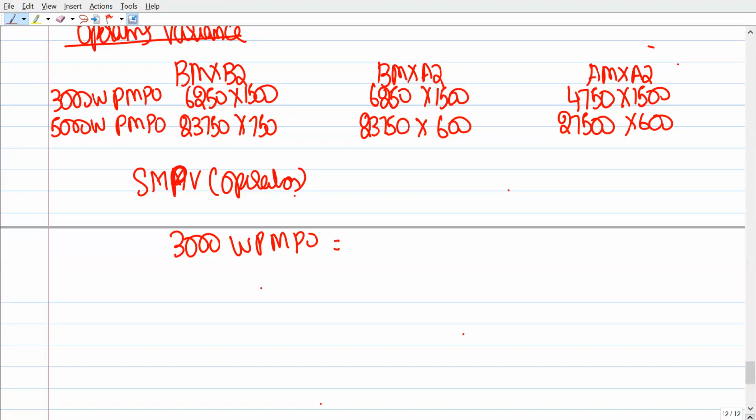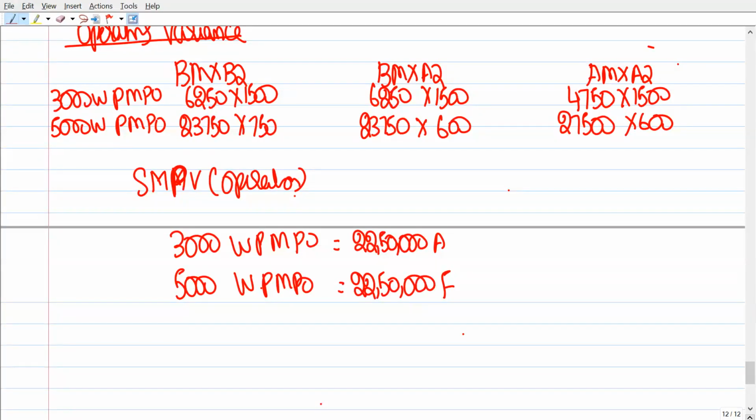Three thousand WPMPU is 22 lakh. Again, I think this is also 22 lakh 50,000. Both are 22 lakh 50,000. One is adverse, the second one is favorable. Sales margin price variance operating: 22 lakh 50,000 adverse and 22 lakh 50,000 adverse. Sorry, favorable.